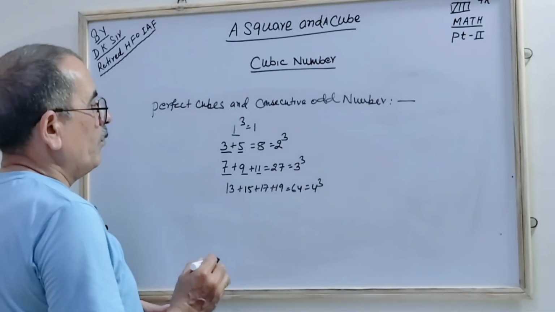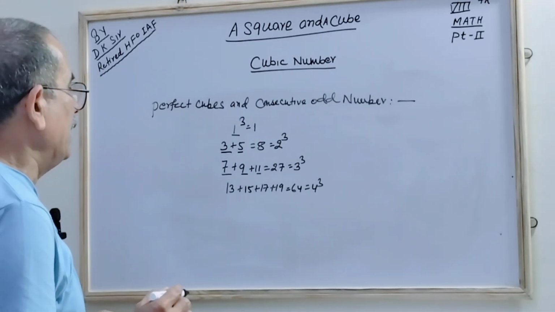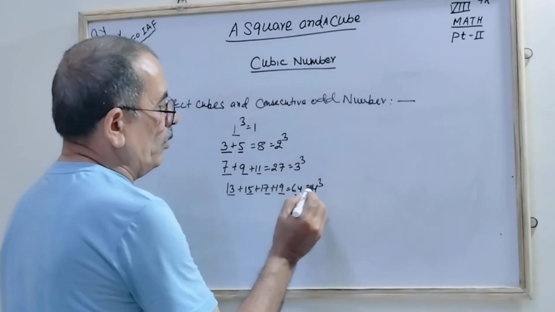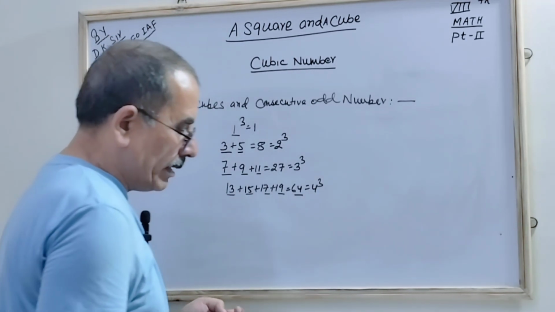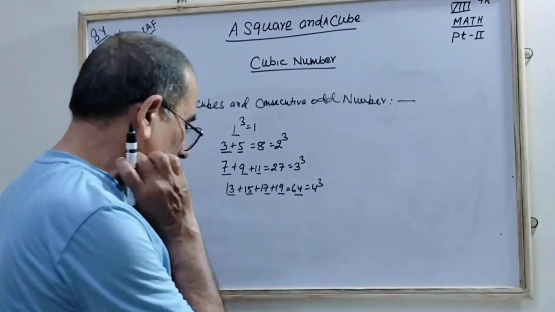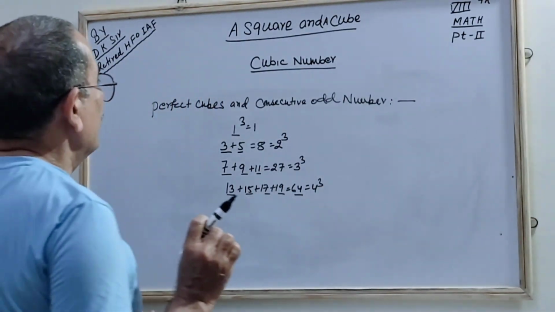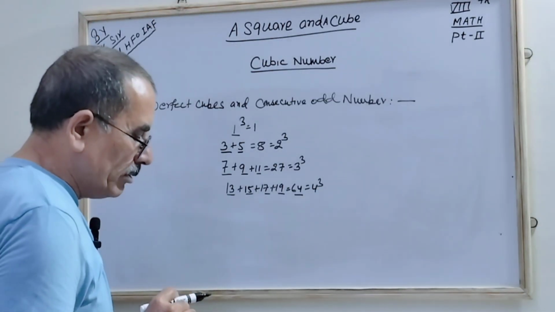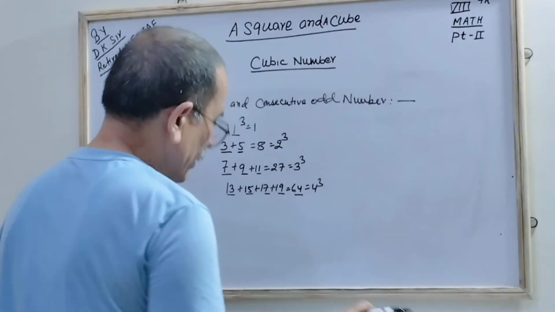When we add the 4 consecutive numbers after 11, that is 13, 15, 17 and 19, it becomes 64, which is 4 to the power cube, correct? So we have understood that this is the relation between the perfect cube and the consecutive odd numbers, correct?